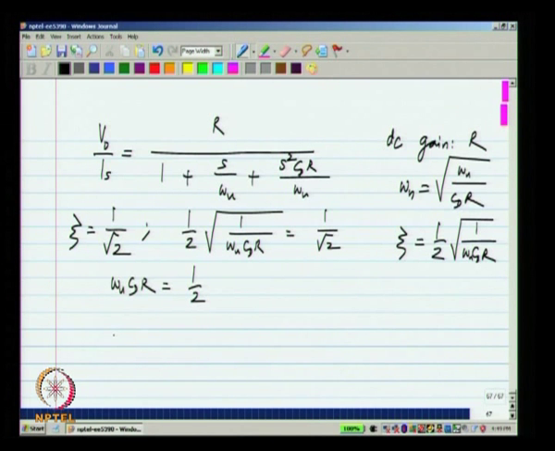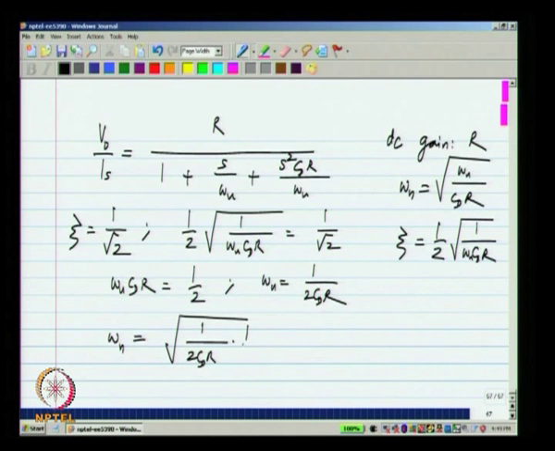Now, the natural frequency is given by square root of 1 over 2 C D R times 1 over C D R, which is basically 1 over square root of 2 C D times R. Now, it turns out that when the damping factor is 1 over square root of 2, the bandwidth of the circuit is exactly equal to the natural frequency, and that is 1 over square root of 2 C D times R. Okay. Now, what is this saying?